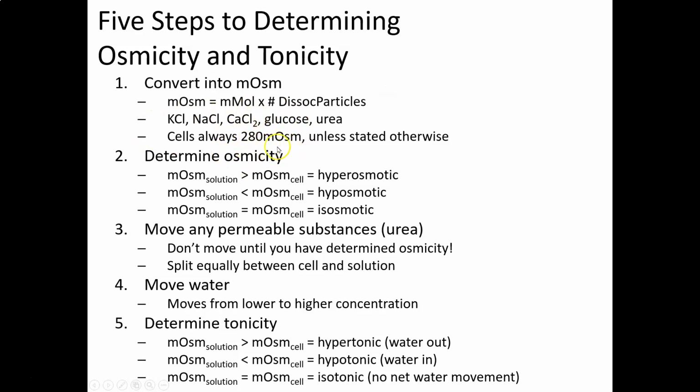Human cells are 280 milliosmoles. And so unless it's stated otherwise, we're always going to go with that magic number 280. But don't just assume, make sure you look at the problem, because we could look at some different things that wouldn't be 280. When you do that, then you just determine the osmolarity. And all you do is you compare the solution to the cell. That's it. Solution to the cell. You don't do anything else yet. You just compare solution to the cell.